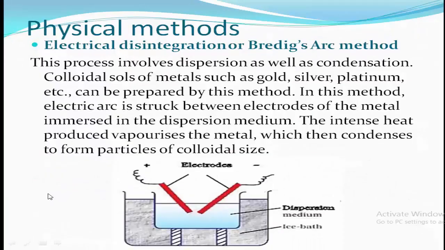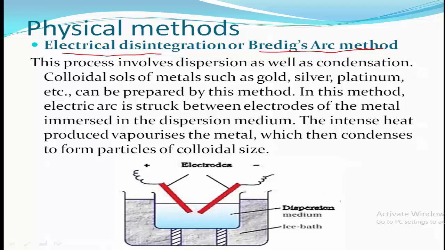Now we will study some of the physical methods of preparation of colloidal solutions. The first one is electrical disintegration, also known as Bredig's arc method. This is one of the physical methods used to prepare colloidal solutions. What happens in this method? It is mainly used to prepare gold, silver, platinum sols. Mainly metal sols are prepared by Bredig's arc method.